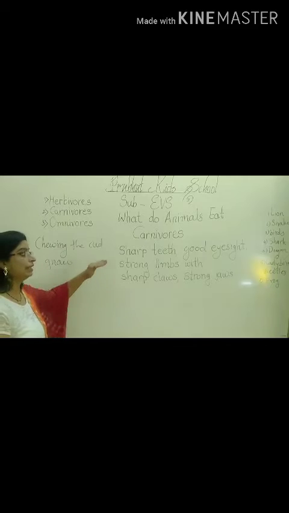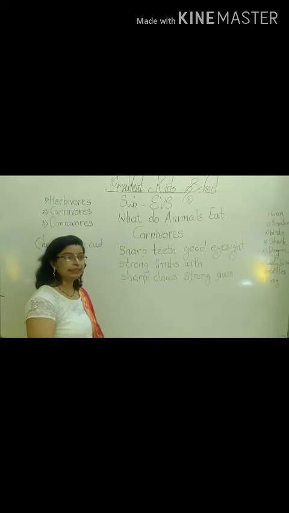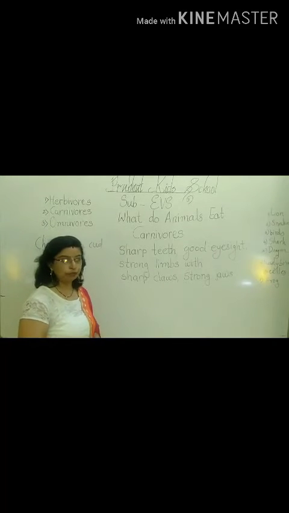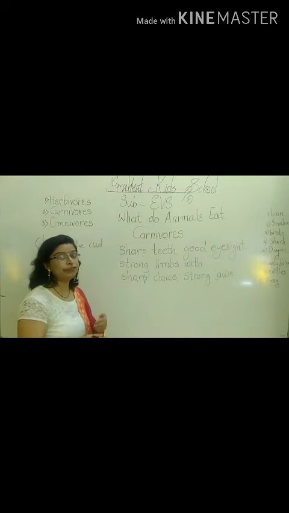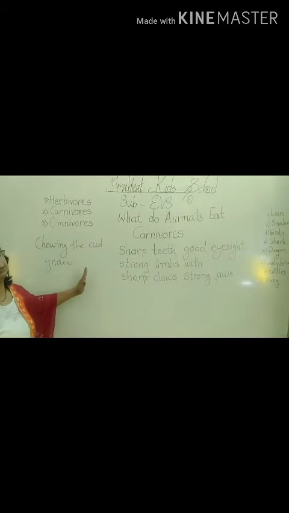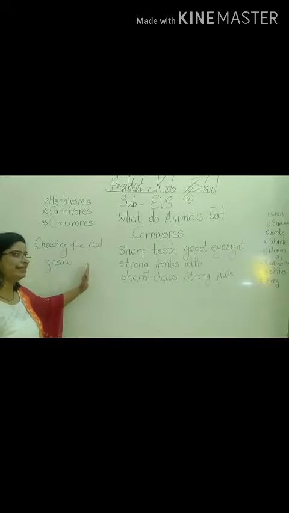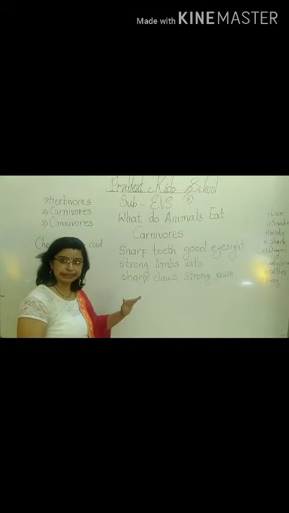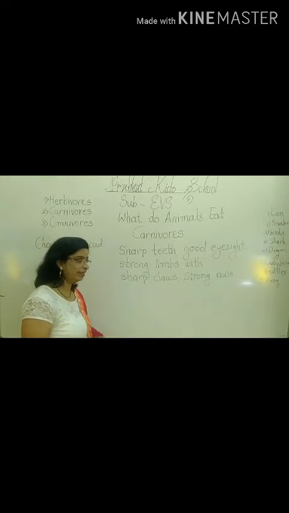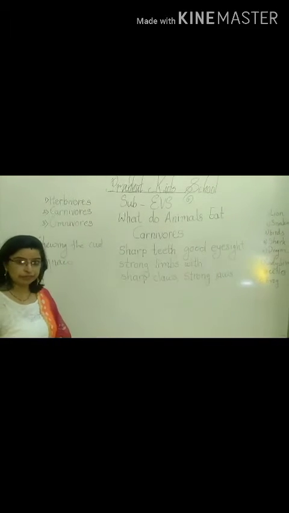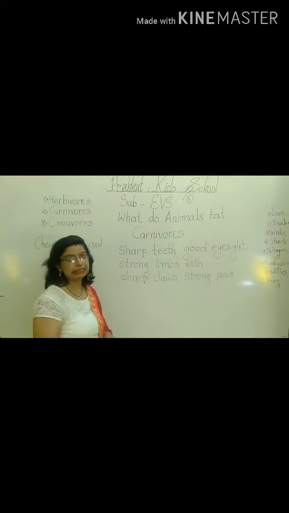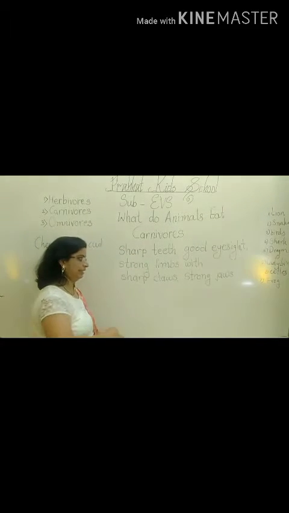Now, see students, carnivorous means what? They kill other animals and take their food. Carnivorous means they feed on other animals. They are not eating plants. They just kill other animals and take their food. It may be insects, wild animals or birds. So those that eat the flesh of other animals are called carnivorous animals.